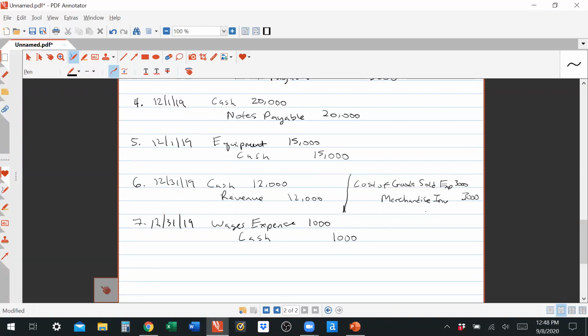So that's all I'm going to say about this other entry. Keep in mind, there are 2 entries when you sell inventory. This is the revenue recognition entry, and this is the cost of goods sold expense recognition entry. This entry reflects your revenue and your corresponding cash receipt, and this entry reflects the fact that your inventory is gone and your corresponding cost of goods sold expense has been incurred.